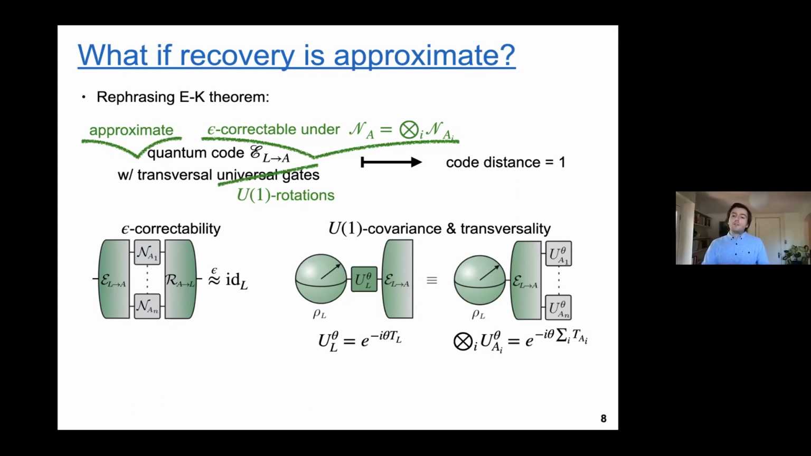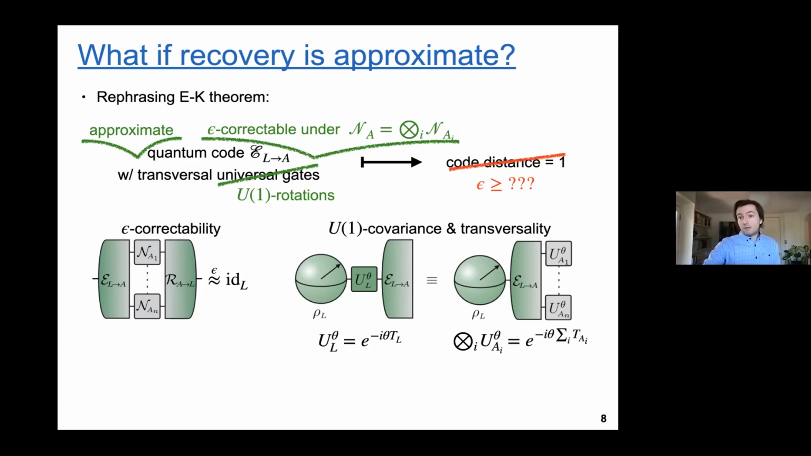And in particular, if the logical rotation is generated by some generator T sub L, then the physical rotations are generated by some local generators T sub AI. So in that setting, we will not have a notion of a code distance, but what we can hope for is maybe to arrive at some lower bounds on epsilon. So basically, assuming that the code is U1 covariant and has transversal implementation of those gates, will we have some lower bound on epsilon, on the quality of the code?